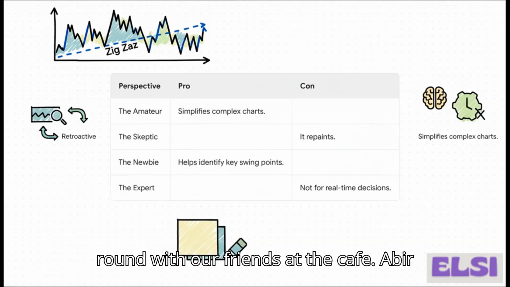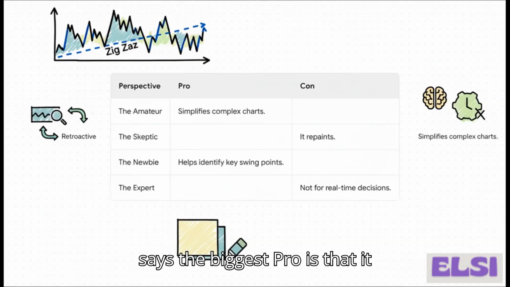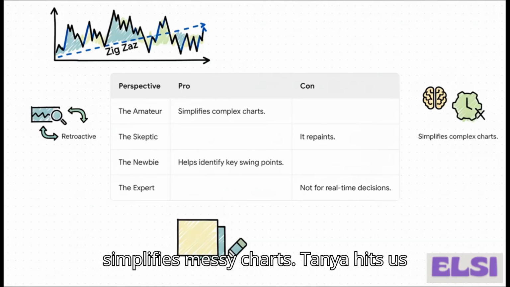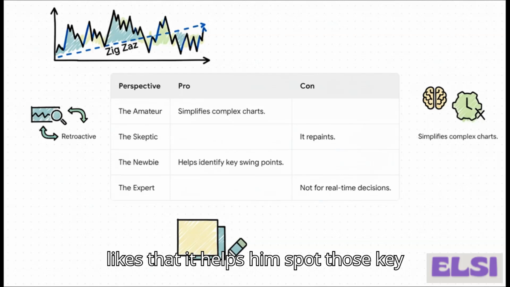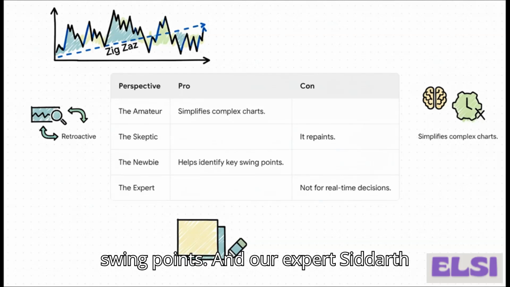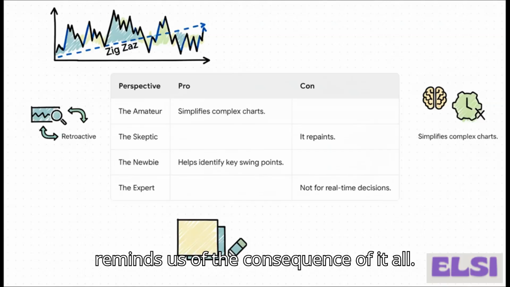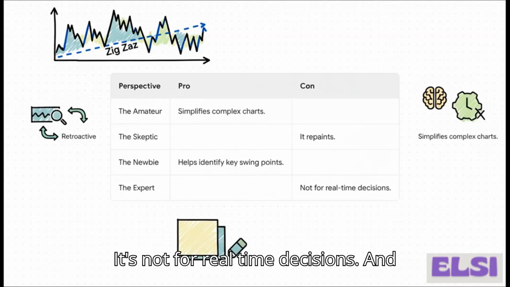Let's do a quick lightning round with our friends at the cafe. Kabir says the biggest pro is that it simplifies messy charts. Tanya hits us with the biggest con. It repaints. Rohan likes that it helps him spot those key swing points. And our expert, Siddharth, reminds us of the consequence of it all. It's not for real-time decisions, period.